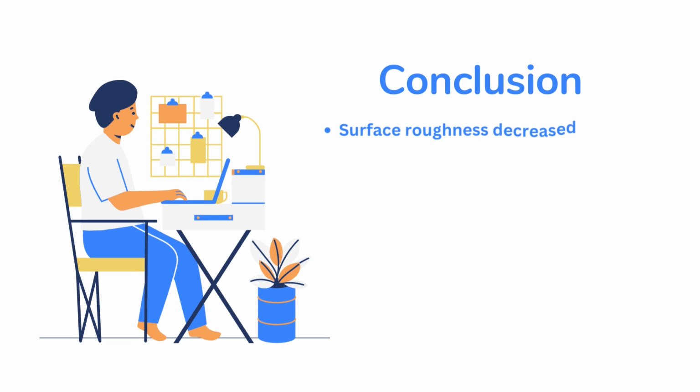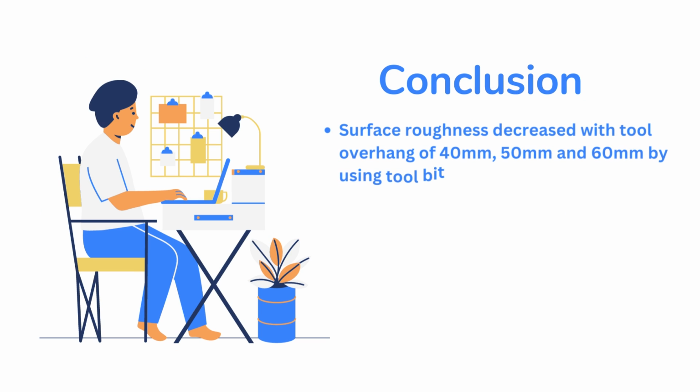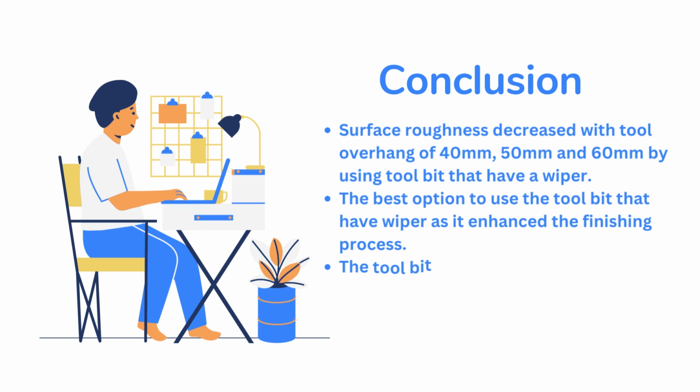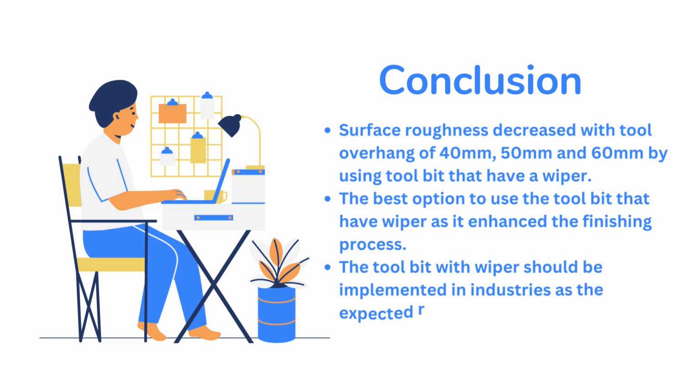As for a conclusion, surface roughness decreased with tool overhang of 40, 50 and 60 mm by using a tool bit that has a wiper. The best option is to use the tool bit that has a wiper, as it enhances the finishing process. And lastly, the tool bit with wiper should be implemented in industry as the expected result achieved is 0.035 micrometer.